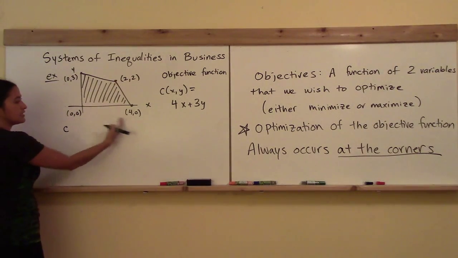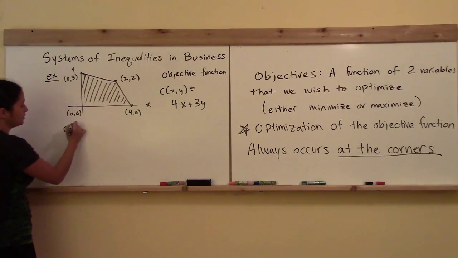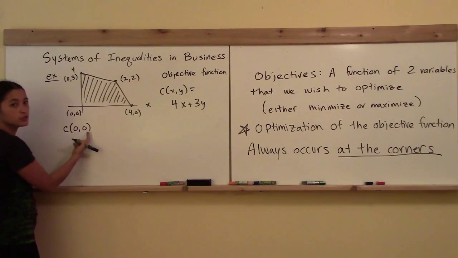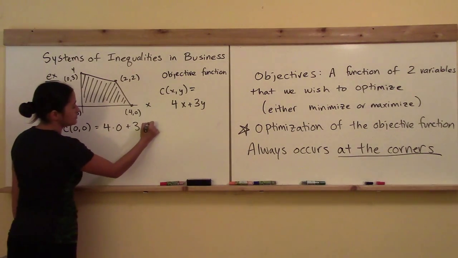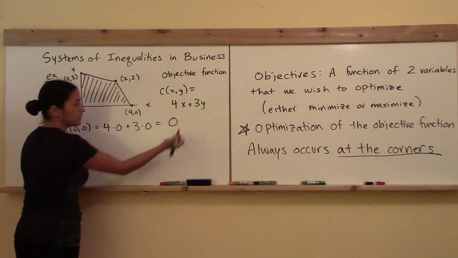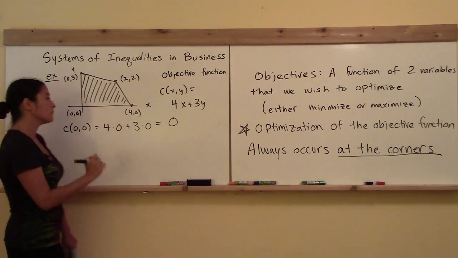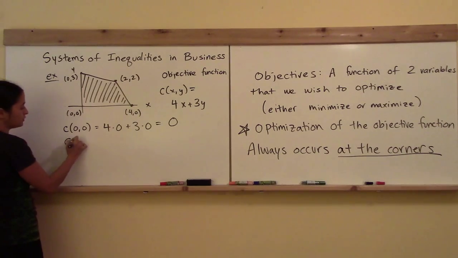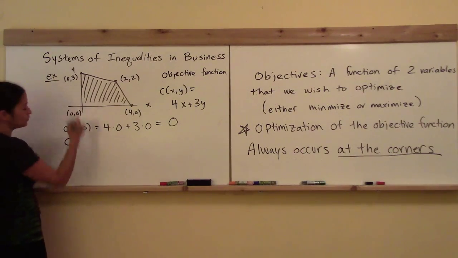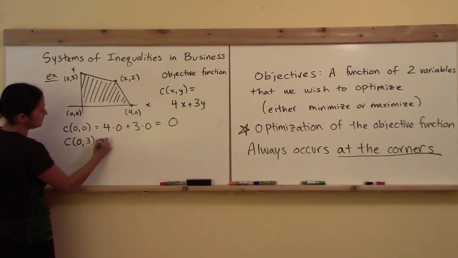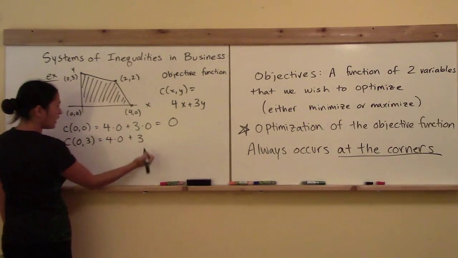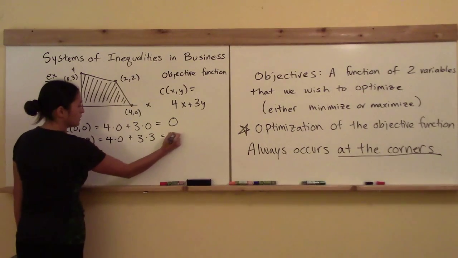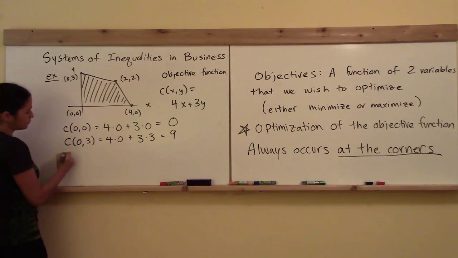We want to do this at each one of the four corners. So let's first evaluate the function c at the corner (0, 0). That means that x is equal to 0 and y is equal to 0, and so the value I get is absolutely 0. Okay, the next thing I want to do is evaluate it at, let's say, this corner, (0, 3). That means the x is equal to 0, and the y is equal to 3, and so I get 9. All right, 2 more to go.